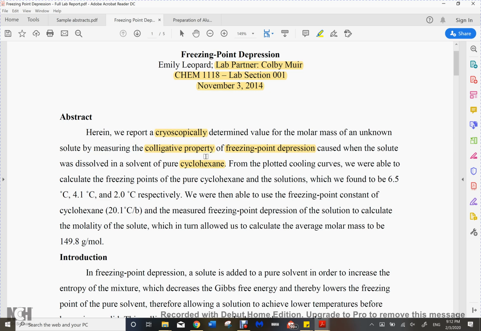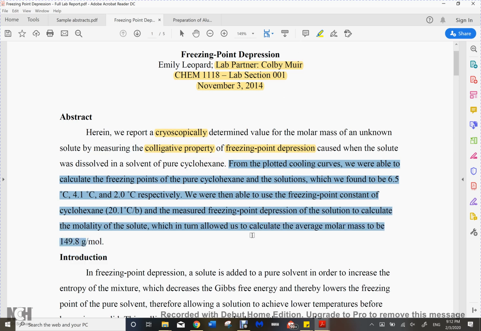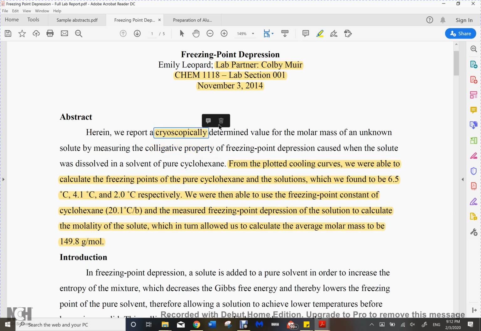Okay, so I've got my main goal, I've got a brief summary of the technique, or like the how we're going to do it, and then the rest of the abstract summarizes my results and my conclusion, if you will. Okay, and so I'll highlight that last part for you here. So here's the last part, summarizing the results. So I'll delete these other keywords right quick. Okay, so it says from the plotted cooling curves, we were able to calculate the freezing points of the pure cyclohexane in the solutions, which we found to be blah, blah, blah, respectively. So there's my specific main results.